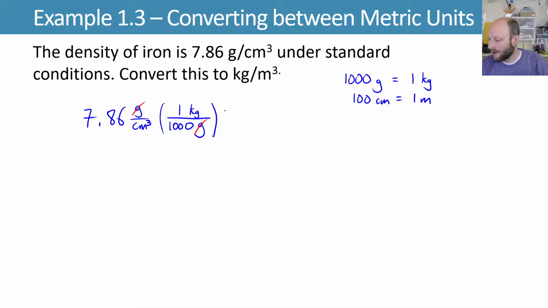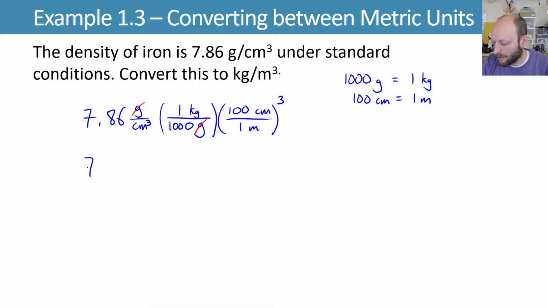We can then multiply by this other one. I want to cancel out cubic centimeters. Well, I don't have a cubic centimeters, but I do have a centimeters, so I can say centimeters on top to cancel out the centimeters on the bottom. Now I need to cube this in order to get a cubic centimeters. And so what that'll do is I'll end up with 100 cubed, or 1,000,000, cubic centimeters per cubic meter.